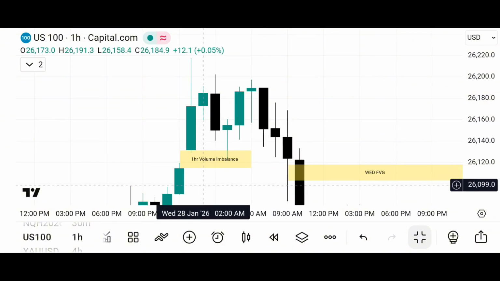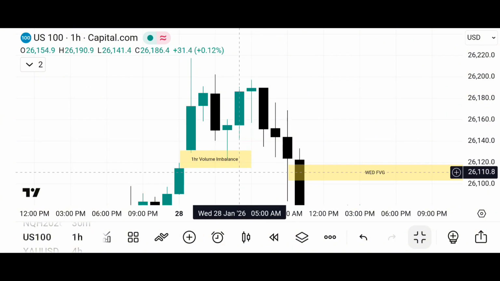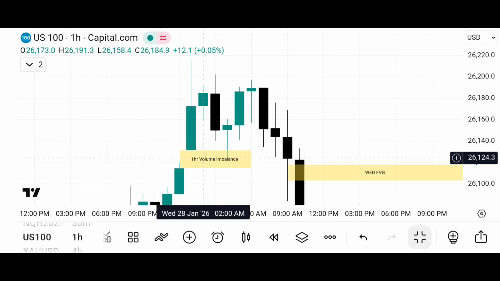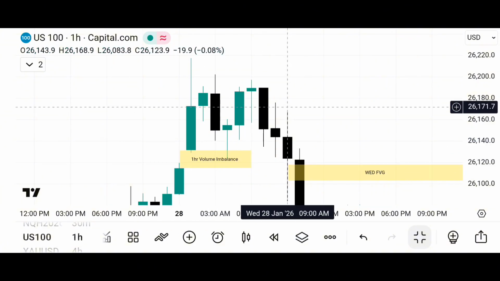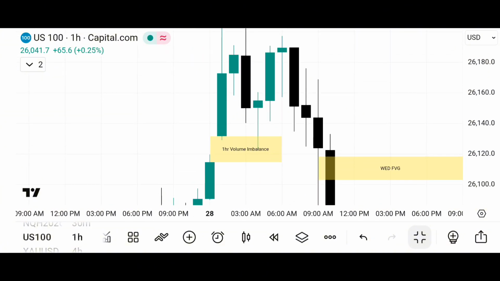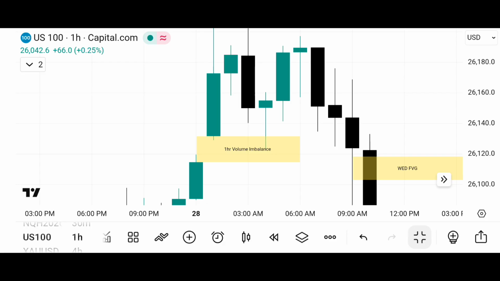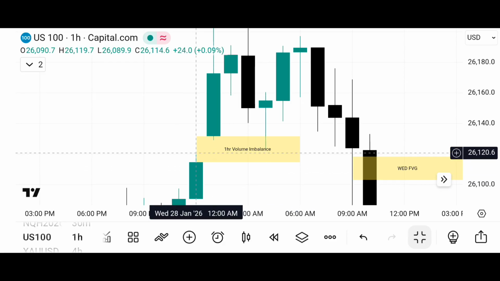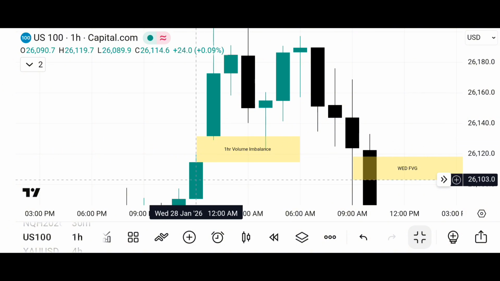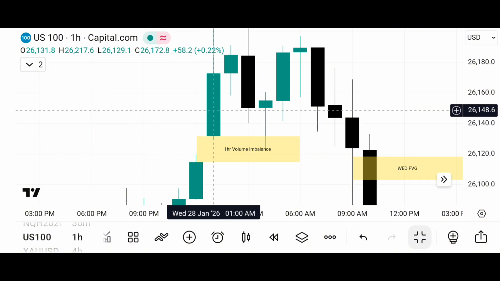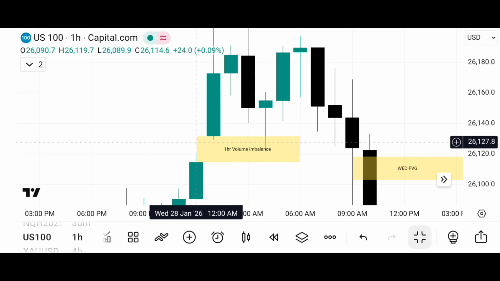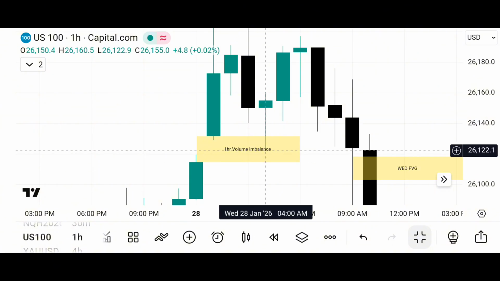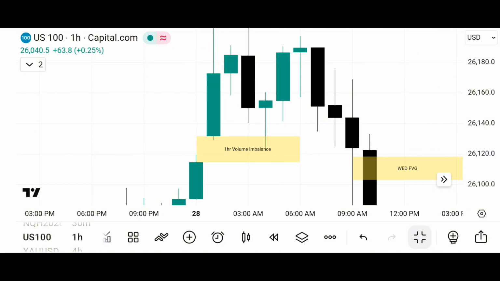So as you can see, this is a 1 hour time frame on Nasdaq 100, and you see this 1 hour volume imbalance. Like I said, the volume imbalance is the gap between the body of two different candles. So this is the body of candle one, this is the wick. The wick can actually overlap. This is the body of candle one, and this is the body of candle two at the top. So the gap between the body of candle one and candle two, that's your volume imbalance, which I annotated here in yellow rectangle.